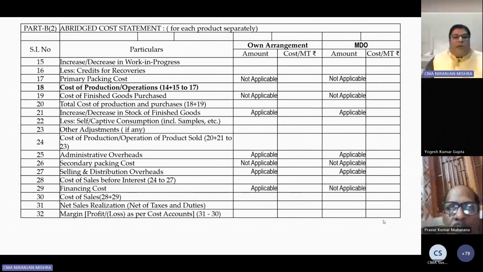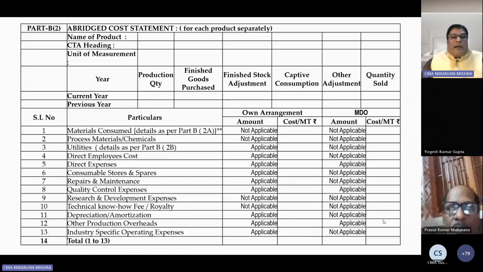Basically, in this mining activity, there is no raw material and no process material. Only the blasting materials, detonators and matrices, which are explosives required for the blasting. That's part of the consumable stores and spares. Then utilities: if there is own arrangement, applicable. For MDO, not applicable, because in an MDO contract you have to pay for everything. The MDO has to pay for everything, but here we will have our own arrangement.